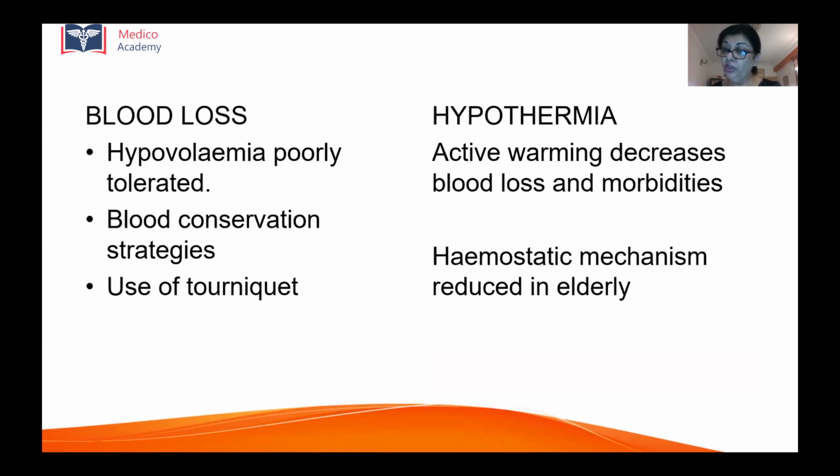In TKR, use of tourniquet may offer a bloodless field, which becomes apparent when the tourniquet is deflated. Careful monitoring of the drain output and the blood loss in the recovery is recommended in these patients. Hypothermia: active warming of the patient decreases the blood loss and the associated morbidities. Hemostatic mechanism is also reduced in the elderly patient.